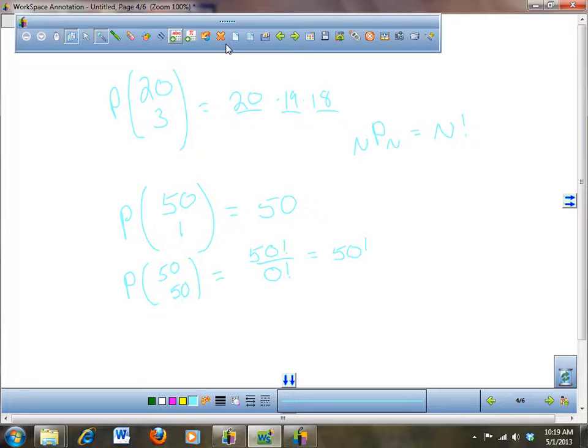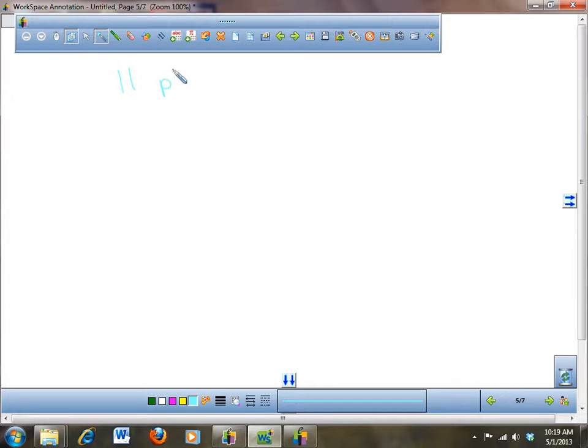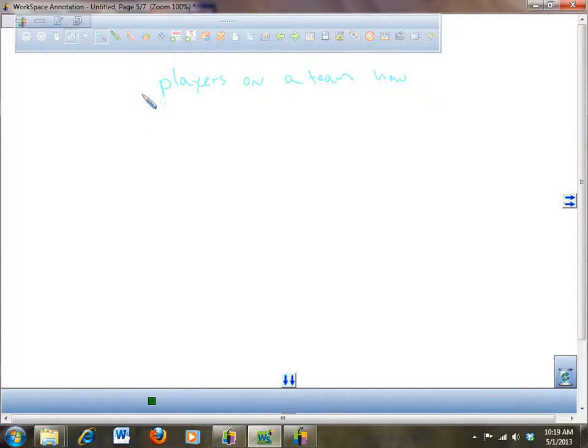And how many different batting lineups could I have? 11 players on a team. How many different batting lineups? There's only 9 players in the batting order, right? Sorry, I messed up. Okay. 9 players on a baseball team. I should make up problems as I'm going. 9 players on a baseball team. How many batting orders? Okay?